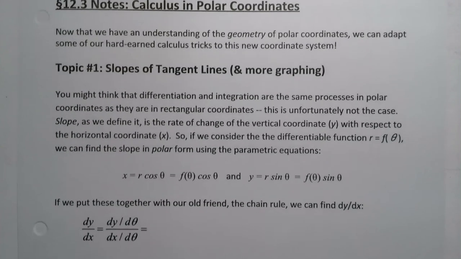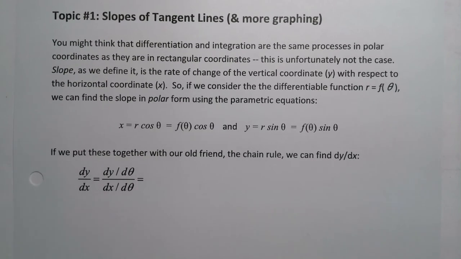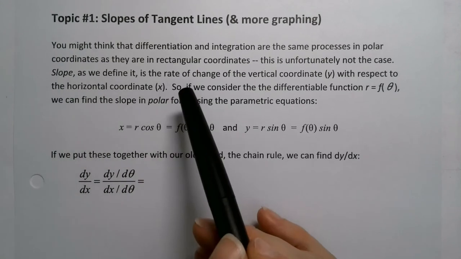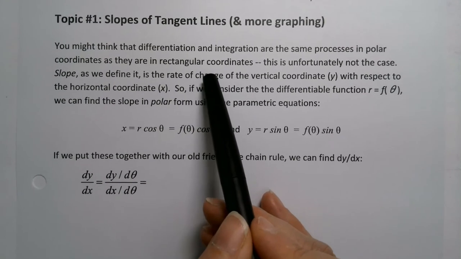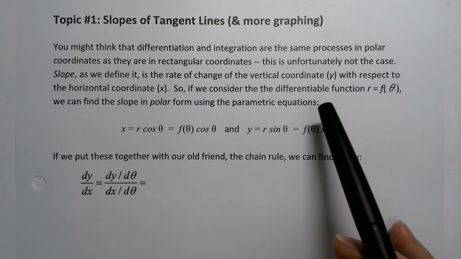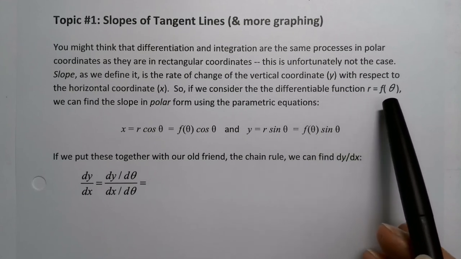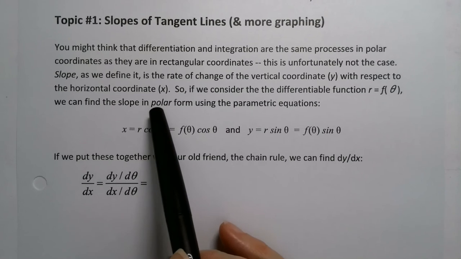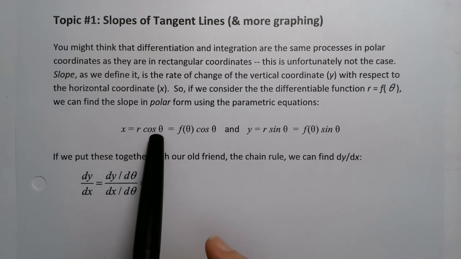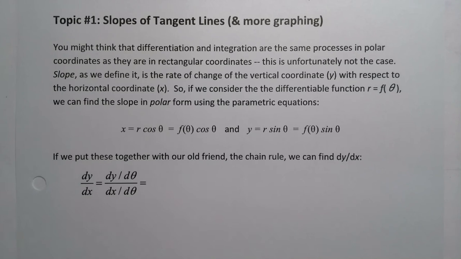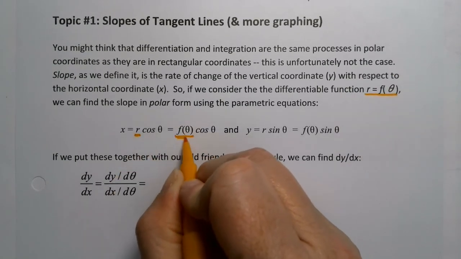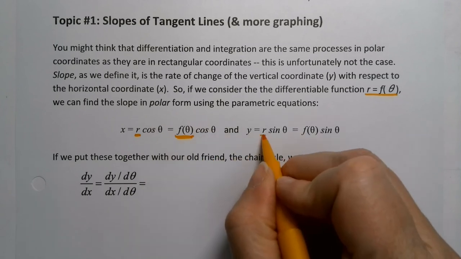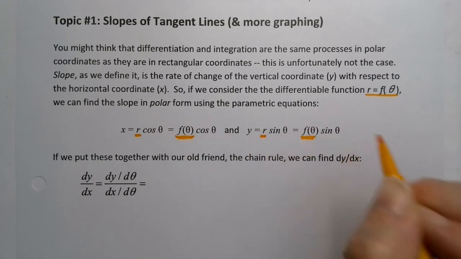Okay, so you might think that differentiation and integration are the same processes in polar coordinates as they were in rectangular, but that is unfortunately not the case. Slope, as we define it, is the rate of change of the vertical coordinate with respect to the horizontal coordinate. So slope is still change in y over change in x. But in polar coordinates, the differentiable function r equals f of theta is going to have a polar form, right? So x is equal to r cosine theta. If r is equal to f of theta, then x is f of theta times cosine theta, and y, which is r sine theta, is f of theta sine theta. See?